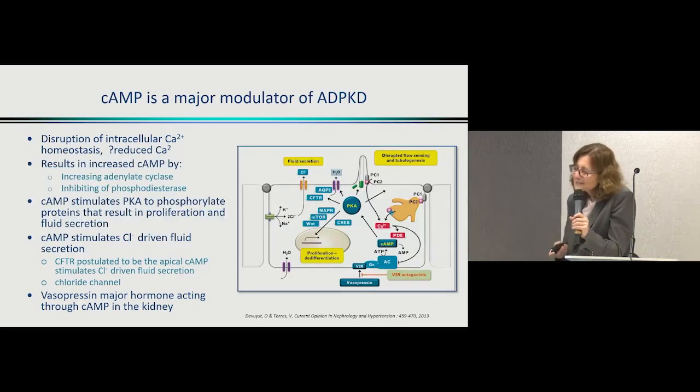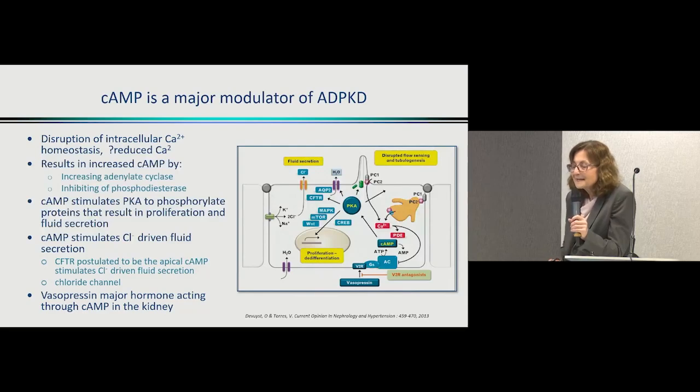But one of the things that you could disrupt is cyclic AMP. And the reason for that is that adenylate cyclase, which is the major enzyme that makes cyclic AMP, is calcium sensitive. So by decreasing calcium, you might increase adenylate cyclase and increase cyclic AMP production. Also, some of the phosphodiesterases that break down cyclic AMP are also calcium sensitive, so you might inhibit those by lowering the calcium in the cell.